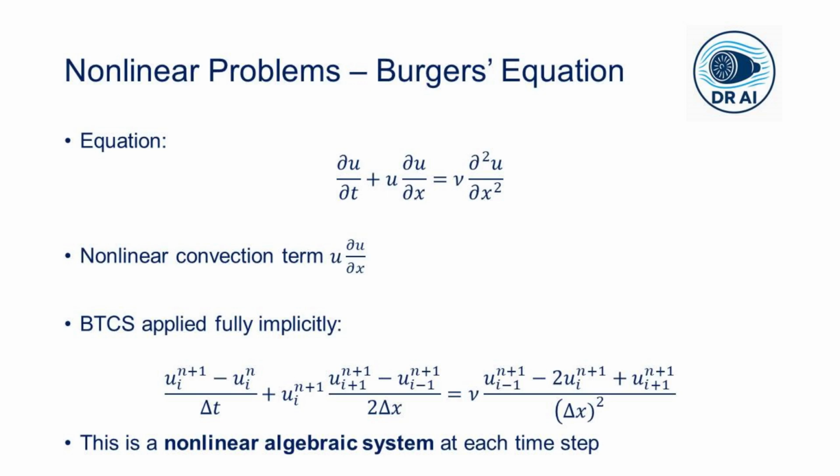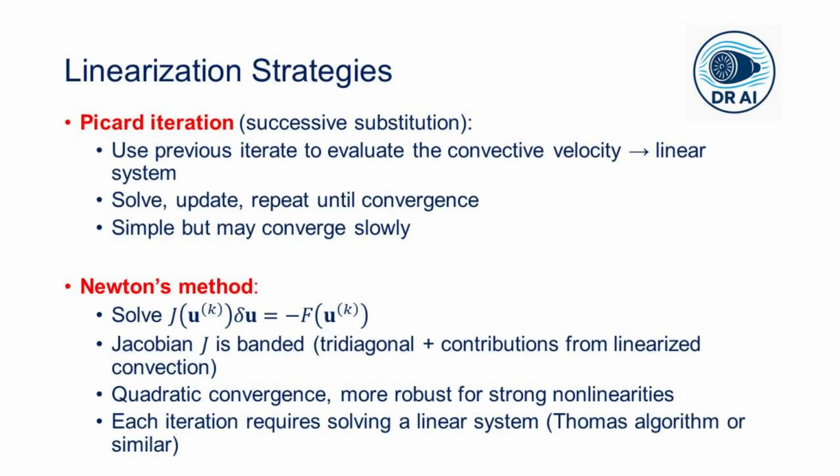If we apply the BTCS scheme to this Burgers' equation, we discretize both terms at their new time level as displayed over here. And if we notice that the convective term now involves products of unknowns at the new time level, this makes the system nonlinear. We cannot simply solve a linear system. We need to use iterative methods at each time step. So there are two common ways to handle this nonlinearity.